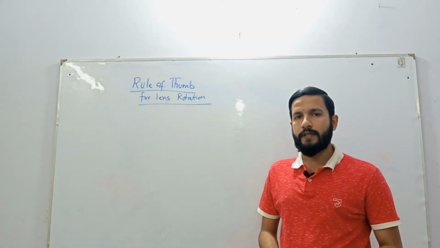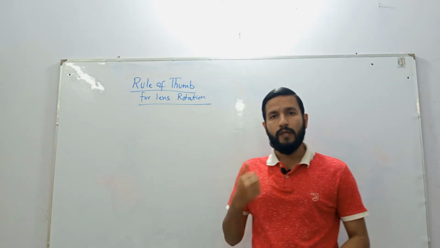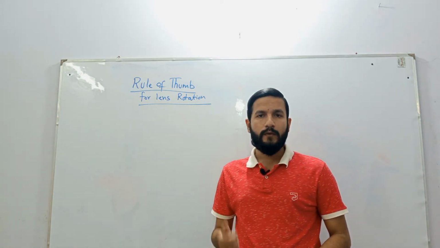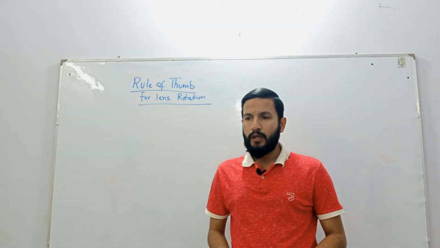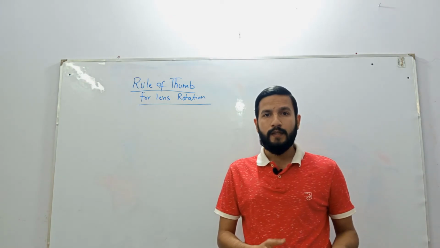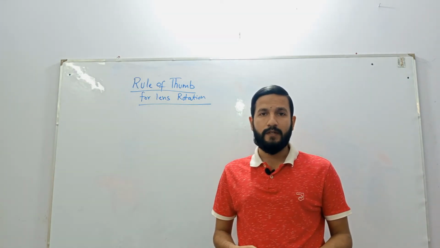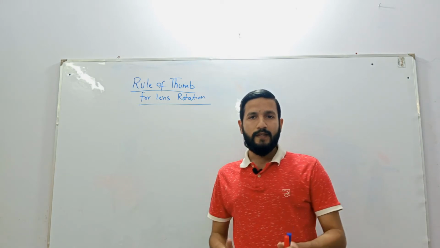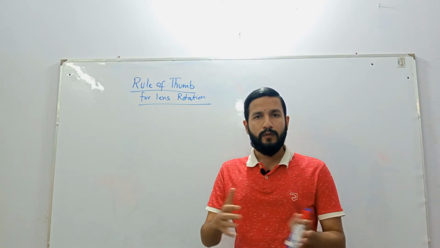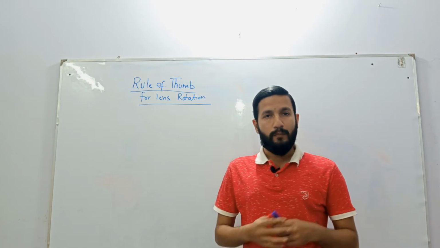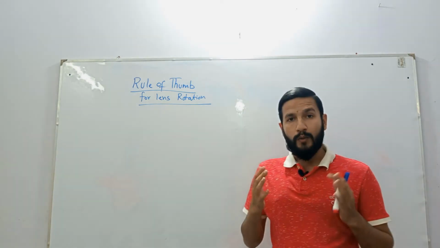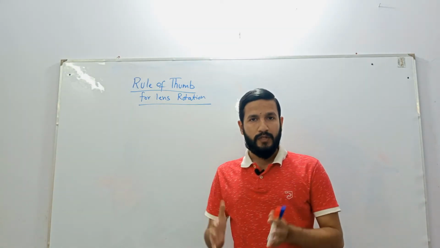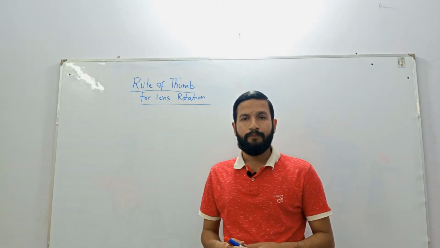In this video we will discuss the rule of thumb for evaluating soft toric contact lens rotation. We know that in toric lenses a cylindrical prescription is present. So if the contact lens rotates on the eye, then the axis of the cylindrical lens also changes. So it is important to know how to assess lens rotation and how to manage it.